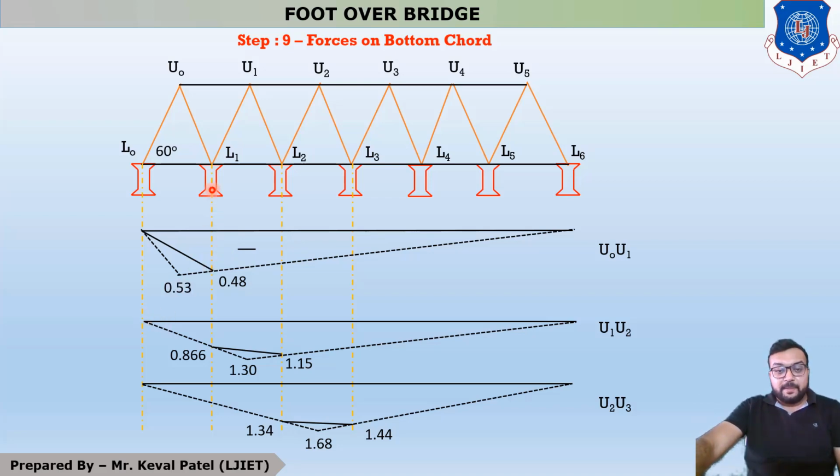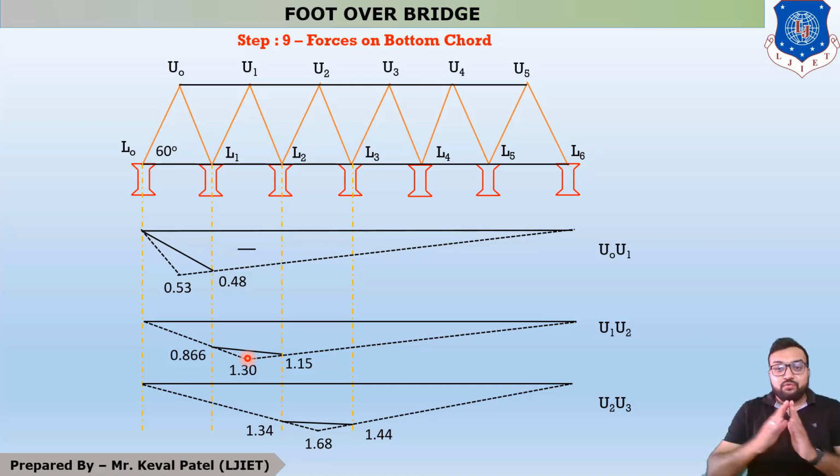Similarly, this is your second member, L1 L2, and the opposite end of L1 L2 is U1. At this point the value is maximum and the equation remains the same: A into L minus A, divided by L into H, in which A is 4.5, L minus A is 13.5, divided by L into H, which is 18 into 2.6. So you will get the answer 1.3.